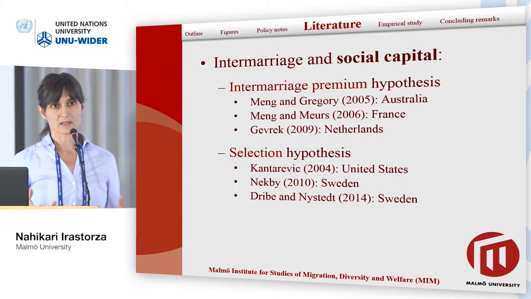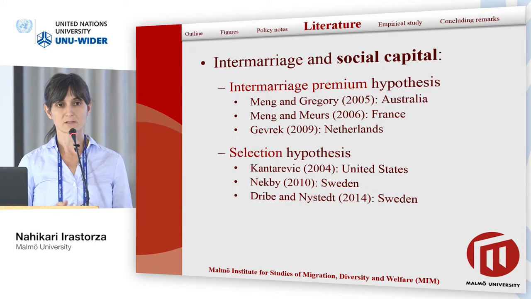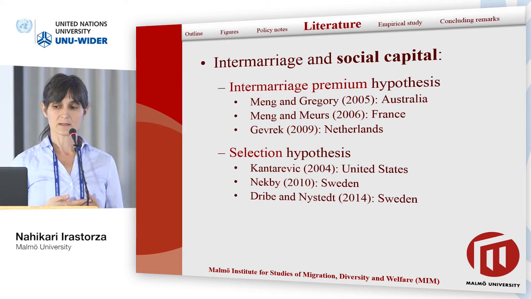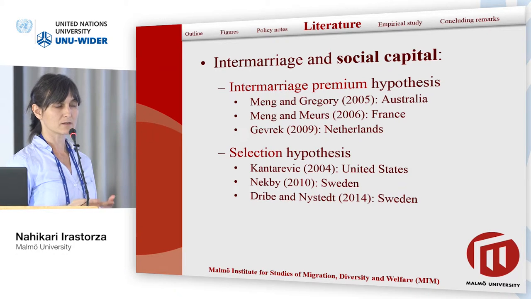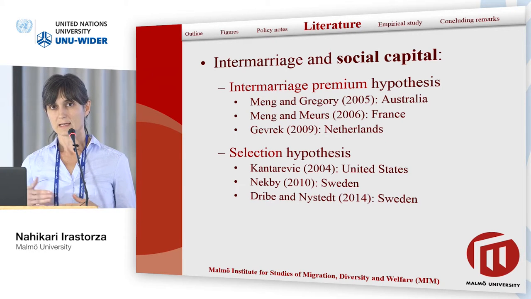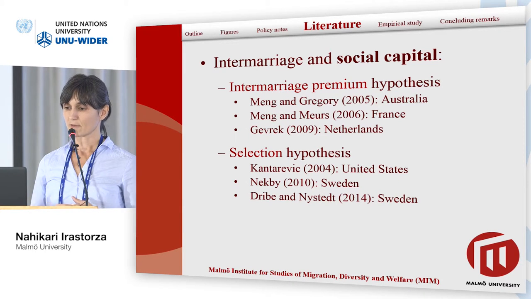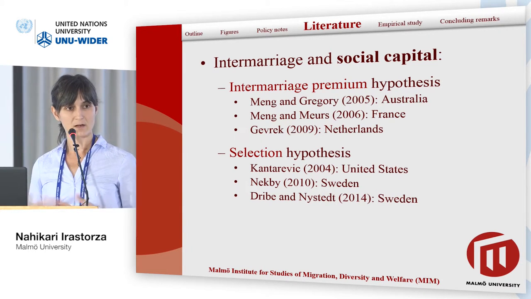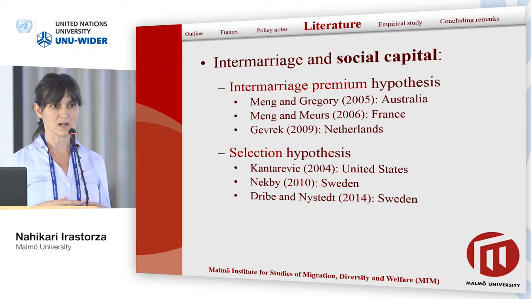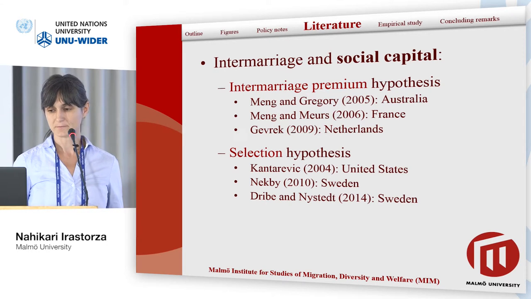So they all agree that yes, intermarried immigrants are doing better, but they do not agree on the reasons behind this better performance. So some of them say that there is an intermarriage premium hypothesis. According to this, again, the social networks and acculturation process of intermarried immigrants would be easier, faster, because they have somebody who can advise them on several aspects related to not only the labor market, but again, language training, etc.